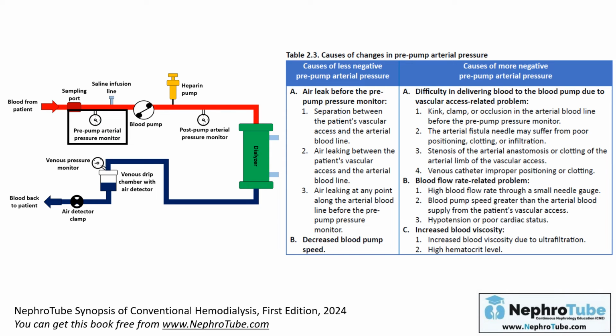And finally, increased blood viscosity, whether due to high hematocrit or to increased blood viscosity because of the ultrafiltration of the dialysis itself, will make the pressure more negative in this area because the blood will be heavy. The viscosity is high, so we will need more negative pressure to suck the blood from this area.